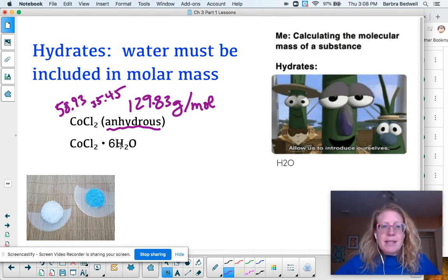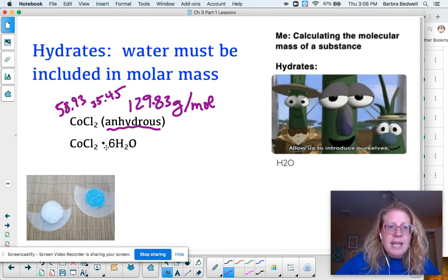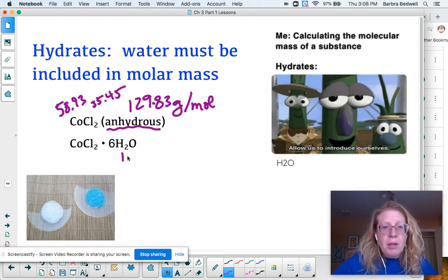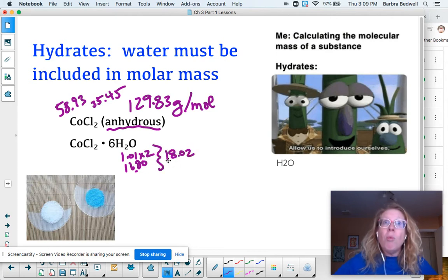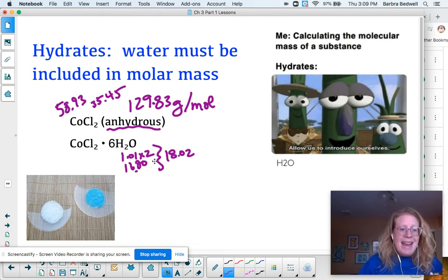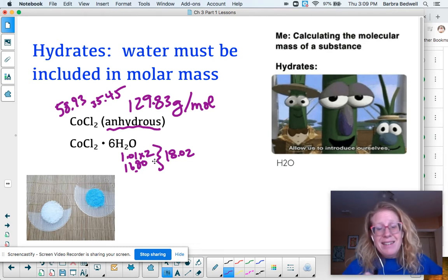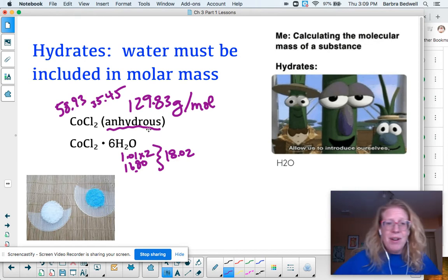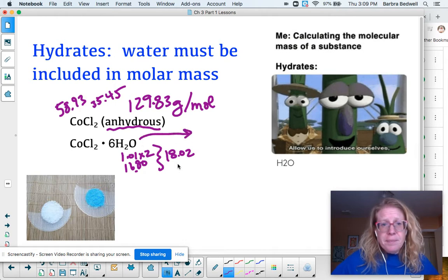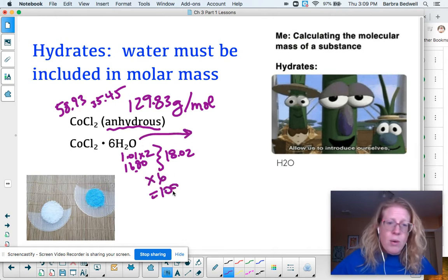But if you take a look at this, it is a substantial amount of water. Now, this is the same, right? That's still that 129. But water weighs 18 grams per molecule. 1.01 times 2 plus 16.00 gives us a total mass of 18.02 for the water. And then there are 6 of them. 18.02 times 6 is 108 grams of water. That's not ignorable. That's a lot of water, right? So this total mass now, again, times 6 equals 108.12.